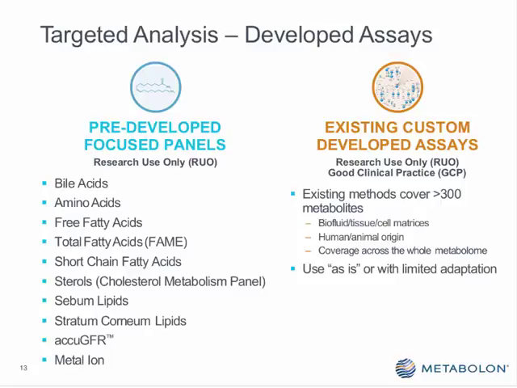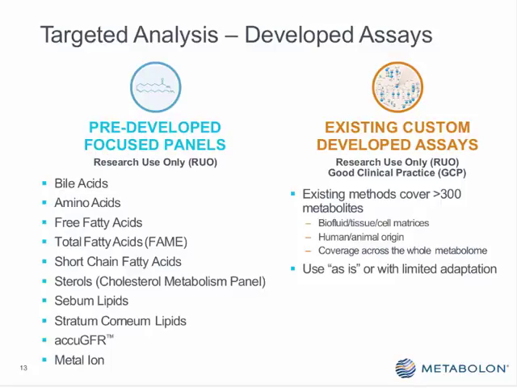So here's our list of our pre-developed focus panels that we have available here at Metabolon in the targeted analysis group. We have a bile acid panel. We have an amino acid panel, a free fatty acid panel, total fatty acid, which is the fatty acid methyl ester panel. We have short-chain fatty acids available, sterols, which is the cholesterol metabolism panel. We have a sebum lipid panel that Richard is going to be talking to you about shortly. Stratum corneum lipid panel. We have accuGFR available, which Brian will be talking about soon, and also a metal ion panel. We also have existing custom developed assays that we've done over the years.